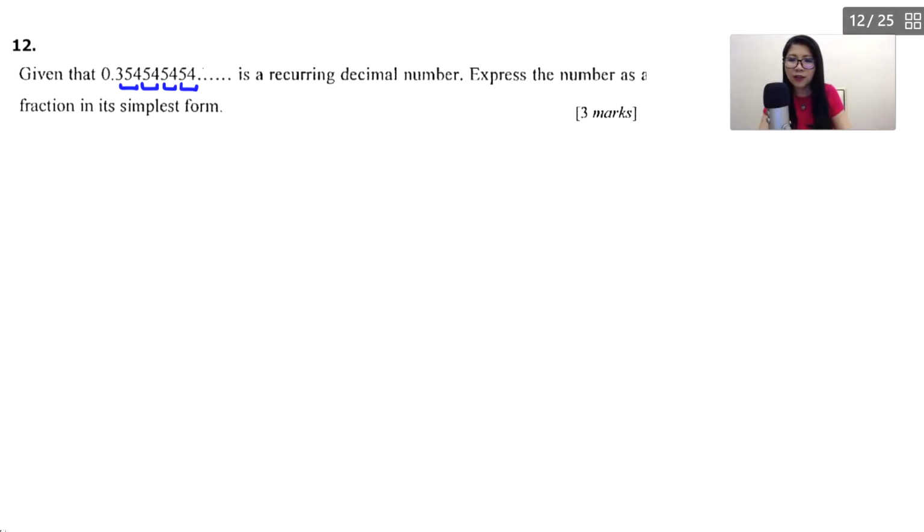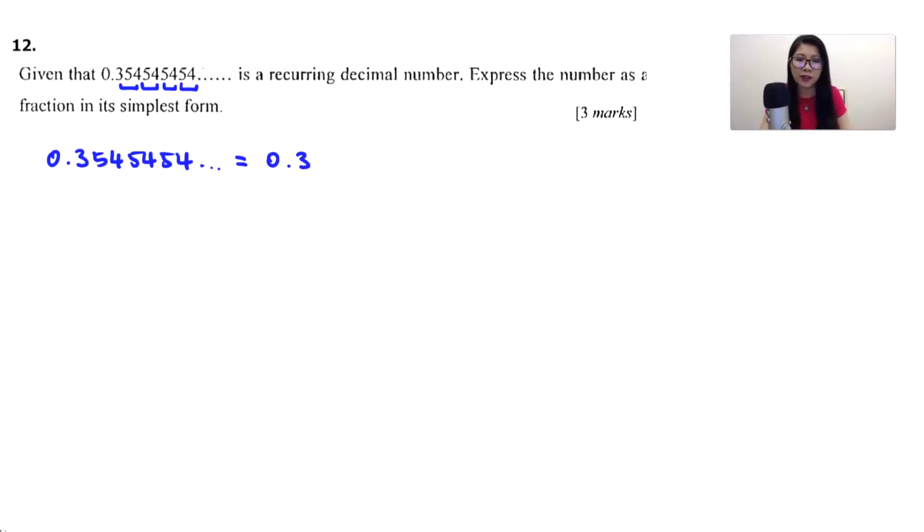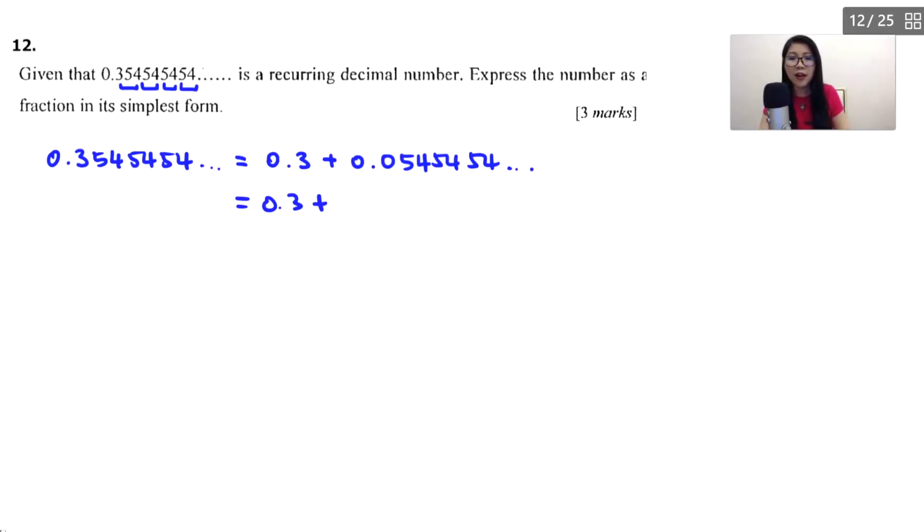Now let's solve this. 0.3545454... equals, we're going to separate it, so 0.3, separated out because it's not part of the progression, plus 0.054, and plus 0.00054, and so on. Now this 0.3, we change it to a fraction. So it becomes 3 over 10.